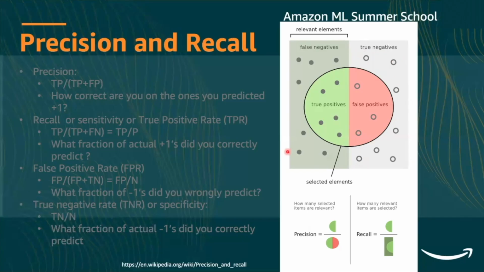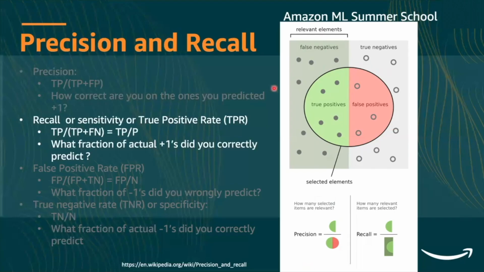Okay, so we'll compute metrics such as precision, recall, false positive rate, true negative rate, and so forth. So let's talk about what precision is. Precision is basically how correct you are on the ones you have predicted as positive. Take this pictorial example, which will be really helpful in understanding. Precision is basically this green semicircle to this complete circle.